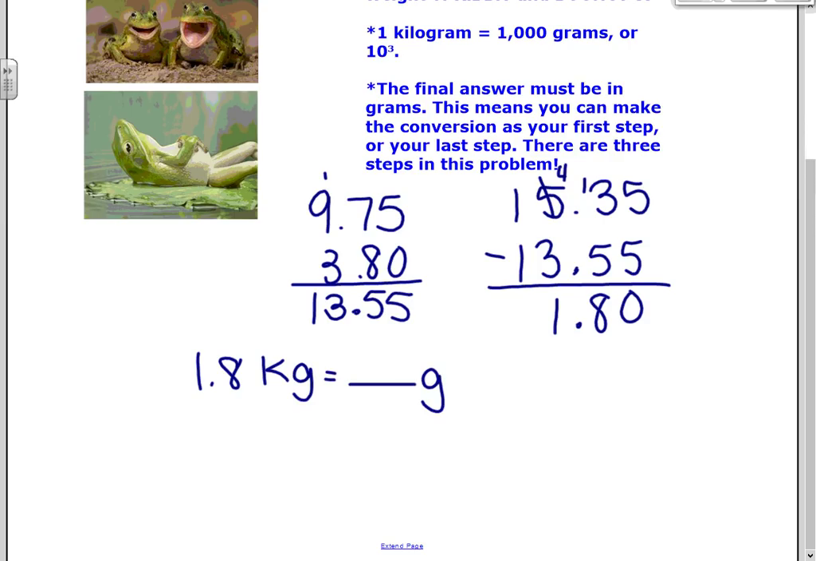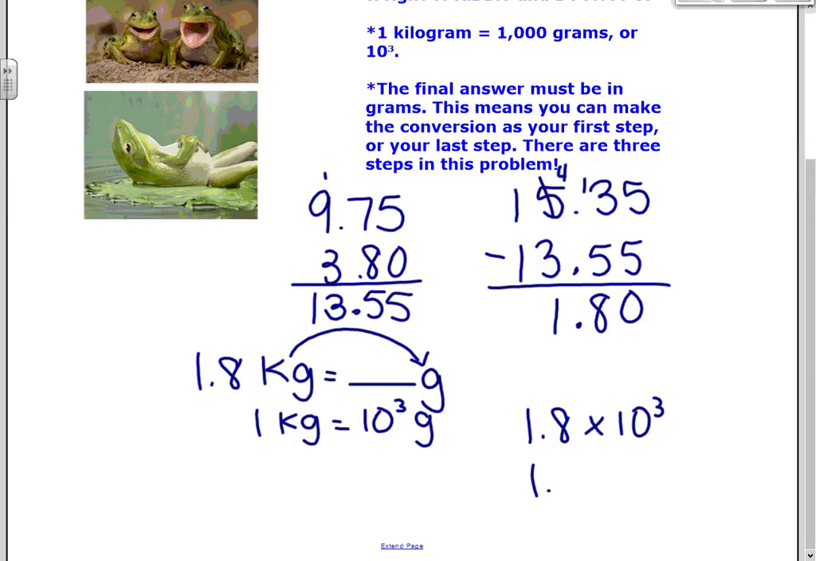My conversion is 1 kilogram equals 10 to the third, or 1,000 grams. Since I'm converting from a bigger unit to a smaller unit, I'm going to multiply. So I'm going to take the 1 and 8/10 and multiply it by 10 to the third, which means I'm going to move the decimal point 1, 2, 3 places to the right, fill in those with zeros, and the difference is 1,800 grams.